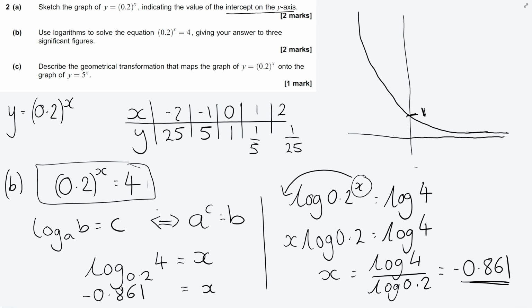Now finally, part C asks to describe the geometric transformation that maps this graph 0.2 to the x onto the graph of y equals 5 to the x. Now what you could do is again try and sketch this graph and see what happens, and in doing so you would get the graph of 5 to the x, which looks like this. And if you've done that, then you've identified that it's a reflection in the y-axis. So that's one way you could go about doing that question. So another table of values and go from there.